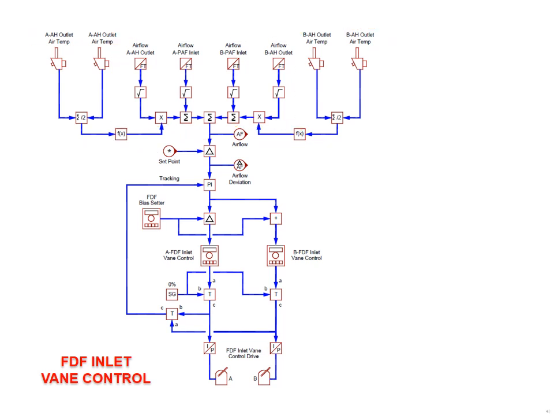The comparator sends the airflow deviation signal through a PI block. The output of the PI block splits into an alpha and a bravo signal, one for each forced draft fan inlet vane control device or drive. The operator can bias these signals between the two forced draft fans with the forced draft fan bias setter. The signals are sent through transfer blocks to the forced draft fan inlet vane control drives. If latched, a zero signal is substituted through the associated transfer block.